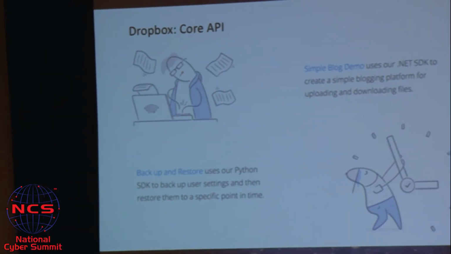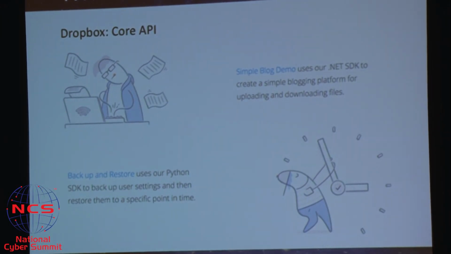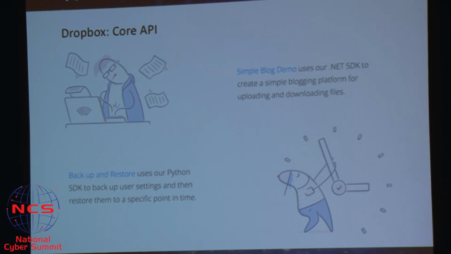Next slide. So who else? Again, Google's not the only one out there. Dropbox has a core API that you can utilize for a lot of the same things. It's out there, it's available to be used. A lot of people aren't thinking about it in that way because that's not what it's intended for, but it's available out there. Next slide.